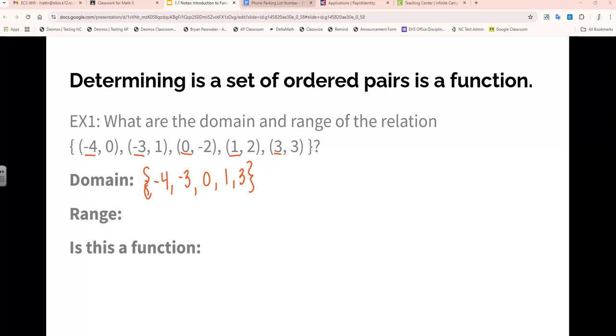The range, let me change colors. Let's go blue. The range is going to be your y values. So range, I'll work my squiggly brackets here. We got 0, 1, -2, 2, and 3.